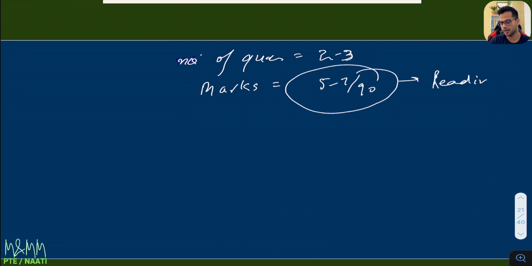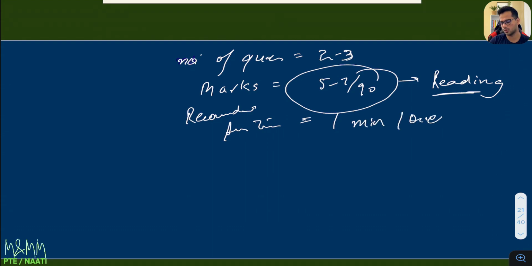In your reading module, the marks are not distributed anywhere. So not really an important topic, I would say, but still 5 to 7 marks. We'll try to get a few pairs correct from there. In terms of recommended answering time, it should be 1 minute per question. We should not be giving it more than a minute, because it's not required.